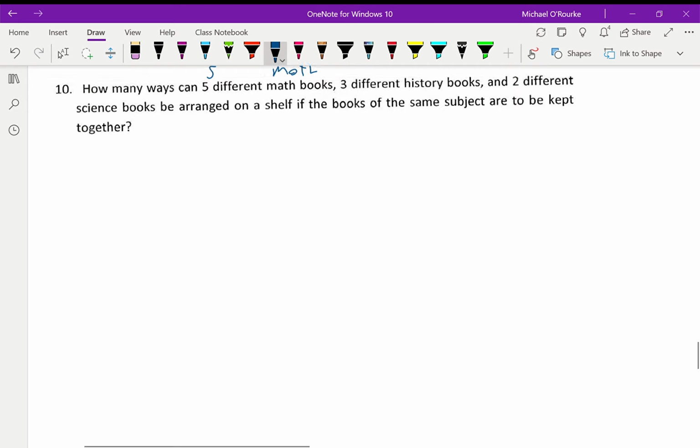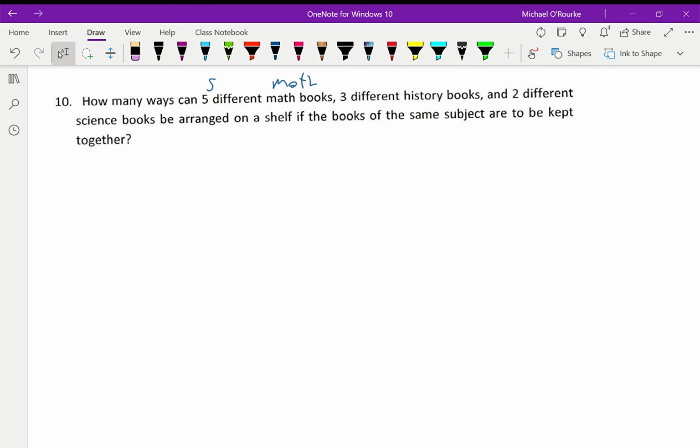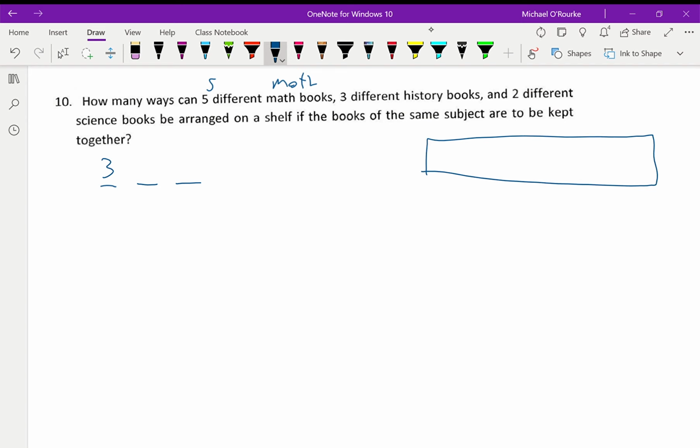Okay, so this is kind of a two-parter. First, we have to arrange the math, history, and science. If we're going to arrange those together, order matters. It's going to be three options for the first slot. If we look at a big bookshelf, first slot, second slot, third slot, we're going to have three options for the first slot, then two options and one option, which is essentially three factorial.